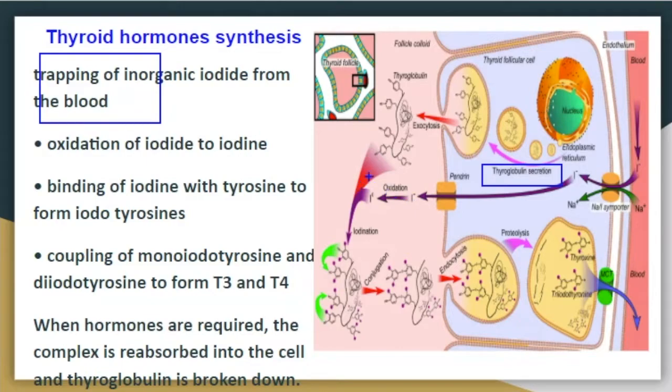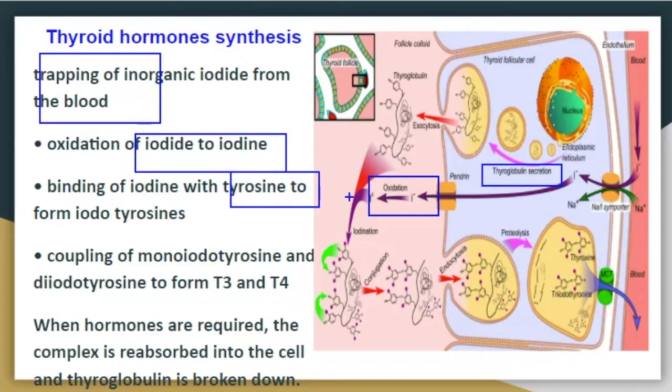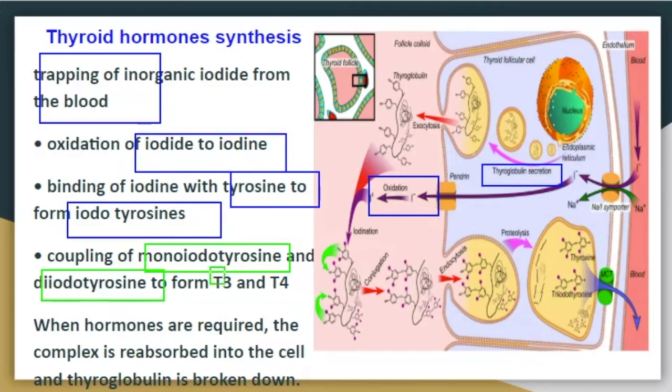Now, the third step is the oxidation of iodide. So, iodide is converted into iodine through oxidation, which is a highly reactive molecule. So, this binds with tyrosine residues, which are present in thyroglobulin, to produce iodotyrosines. Now that the iodotyrosines are produced, the coupling of a monoiodotyrosine with a diiodotyrosine will form a T3, and the coupling of two diiodotyrosines would result in T4, right?